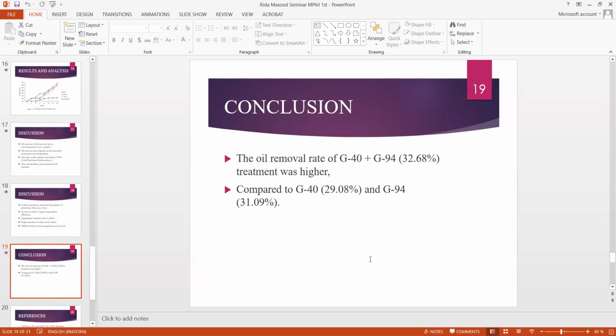So at the end, the conclusion: what we have concluded from this experiment is that the oil removal rate of G40 plus G94 was much higher as compared to the G40 and G94 strains. So this is what was concluded.